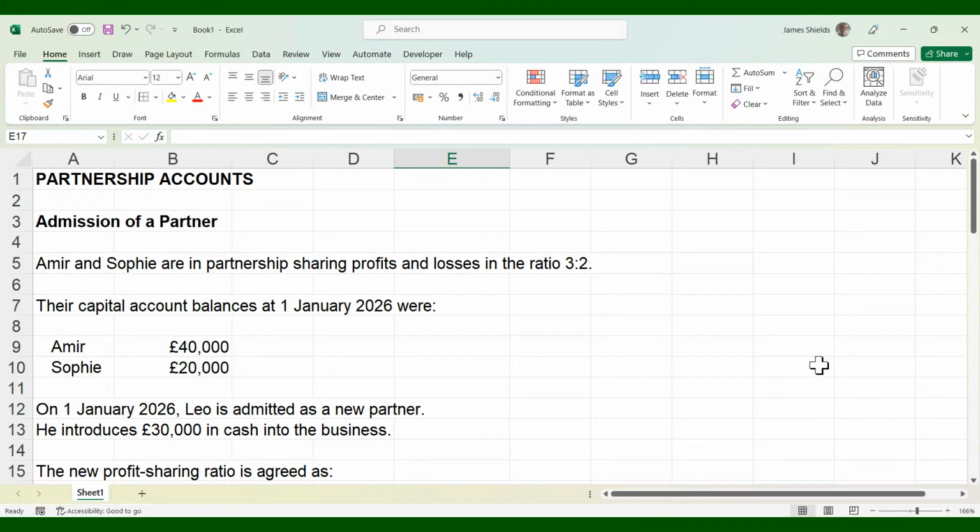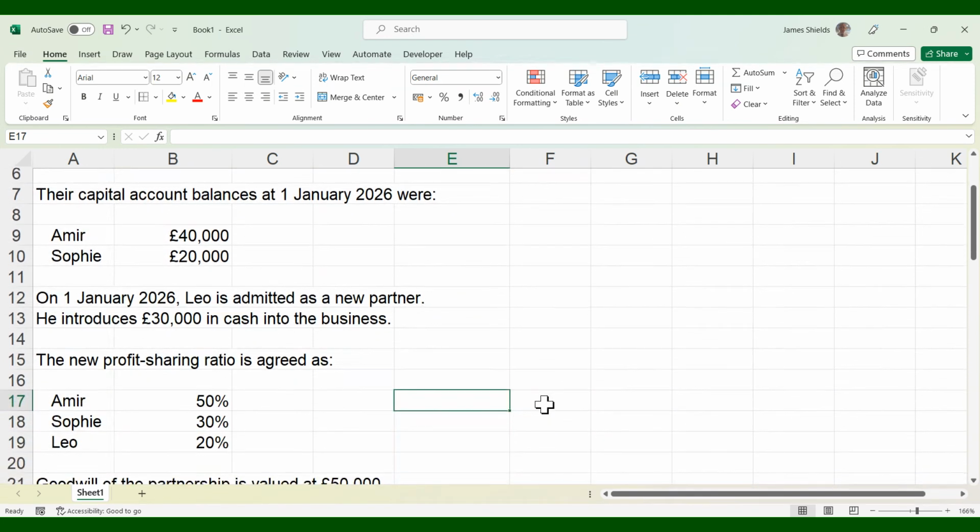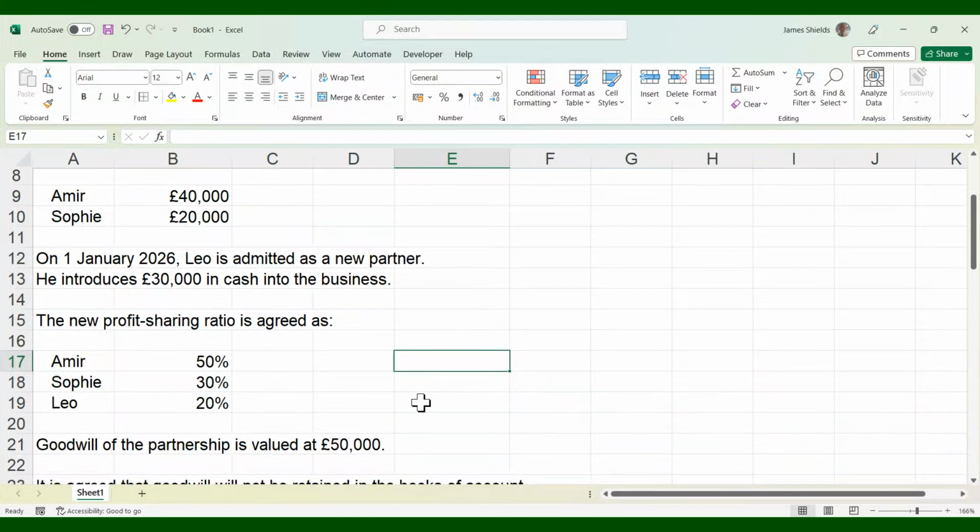So Mia and Sophie are in partnership, sharing profits and losses in the ratio 3:2. Their capital account balances at the 1st of January 2026 were Mia £40,000 and Sophie £20,000. On the 1st of January 2026, Leah was admitted as a new partner, and she introduces £20,000 in cash into the business. The new profit sharing ratio is agreed as follows.